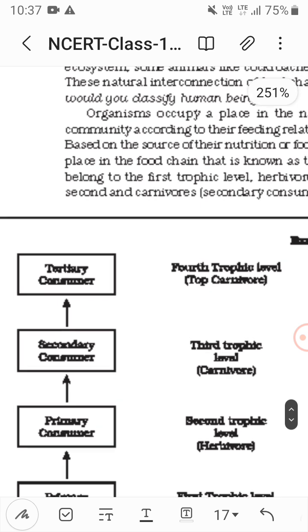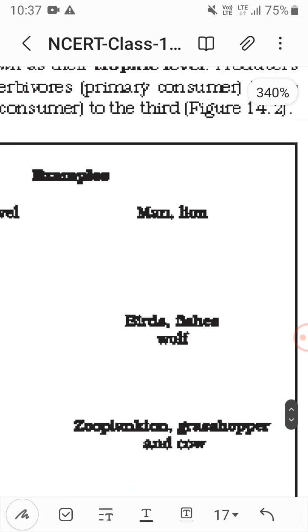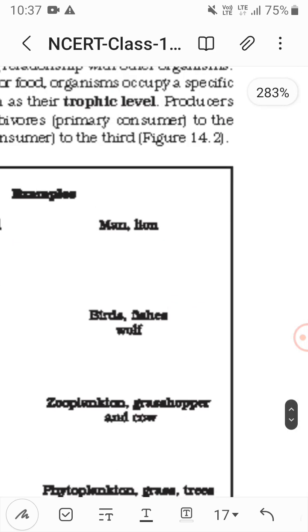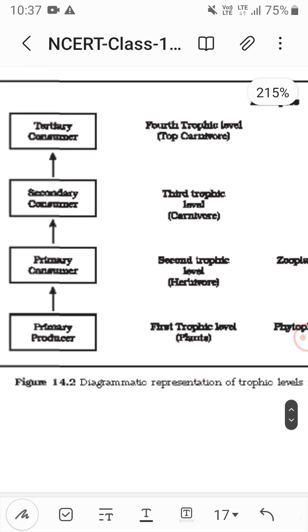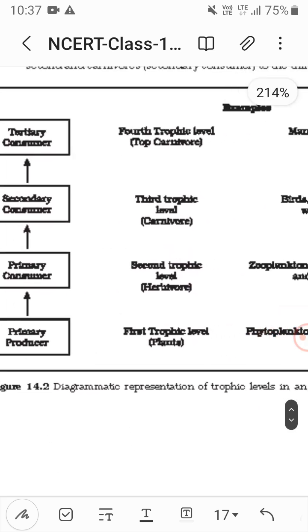And the fourth trophic level is the top carnivores, the tertiary consumers. So man and lion can eat birds, fishes, and wolf, but we usually eat fishes only. So this is the table: primary producer, then primary consumer, then secondary consumer, then tertiary consumer.